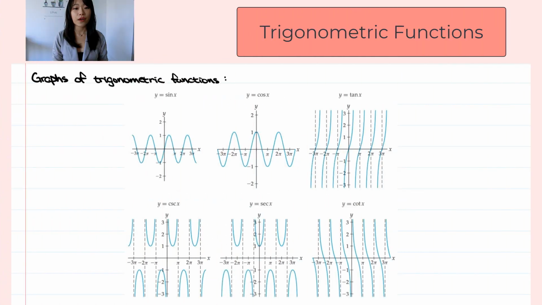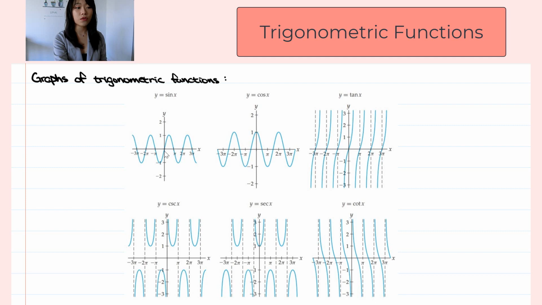This figure shows the graphs of trigonometric functions without doing any transformations. So I plot the x-axis as the angle. From 0 to 2 pi, it will represent one circle, and the y values correspond to the trigonometric functions. The first one is sine theta. So sine theta is also the y-coordinate on the unit circle.